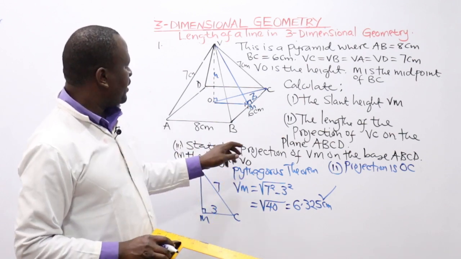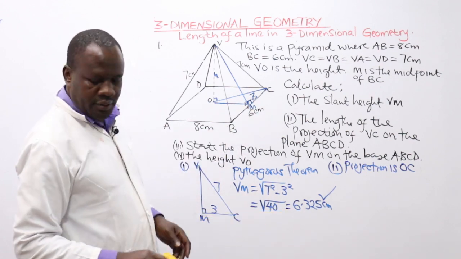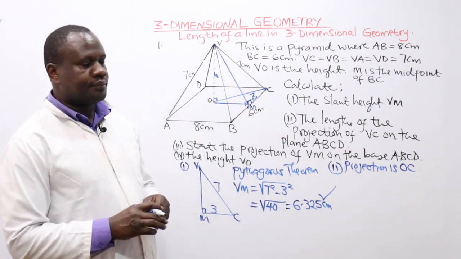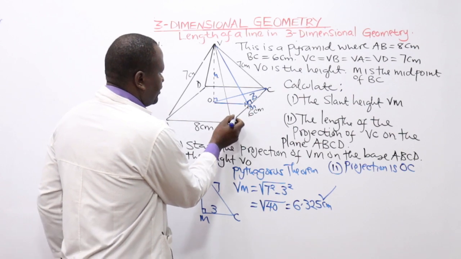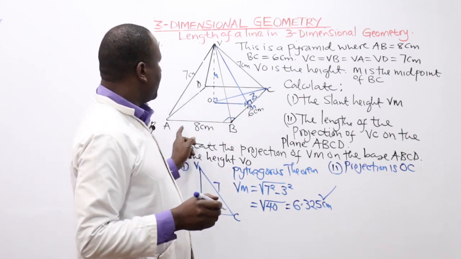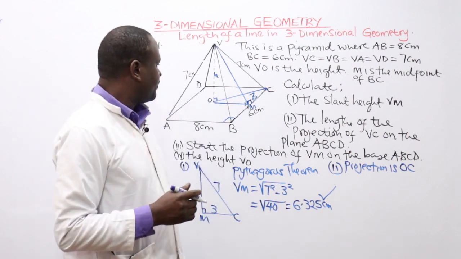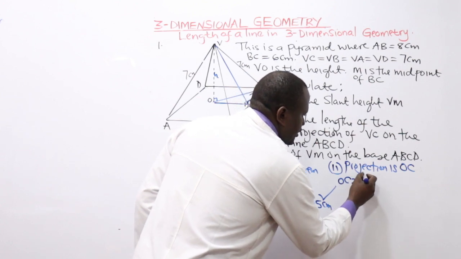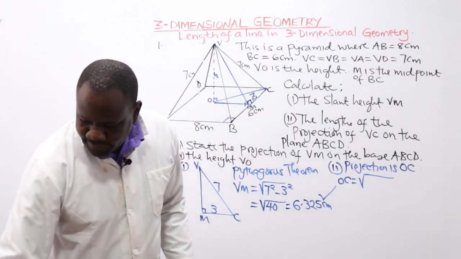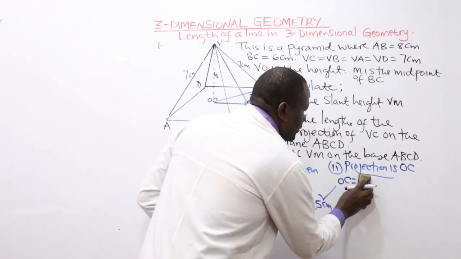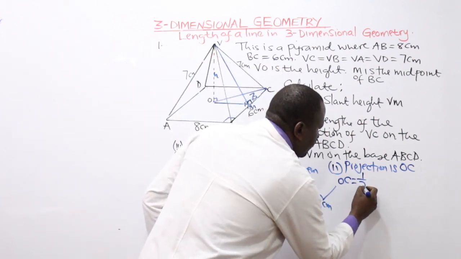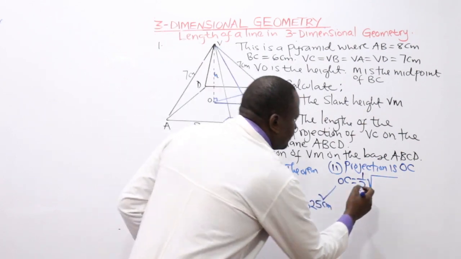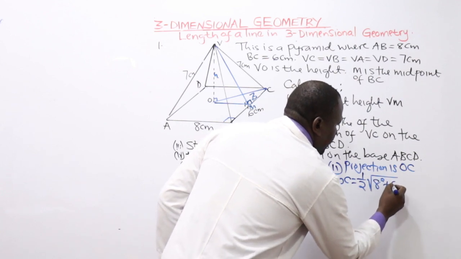Since we know AB and BC, we get the length of AC, then we divide by 2. Because the angle here is 90 degrees. So AC is the hypotenuse. Therefore, OC will be half the square root of 8 squared plus 6 squared.